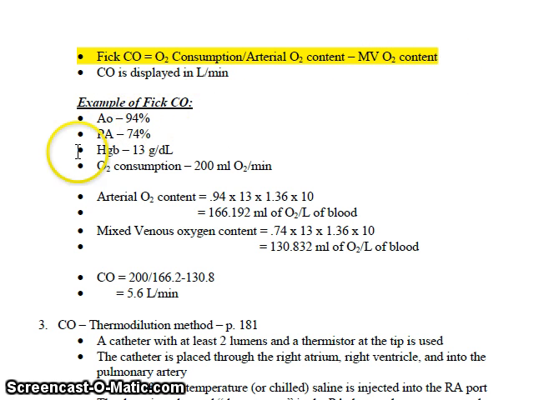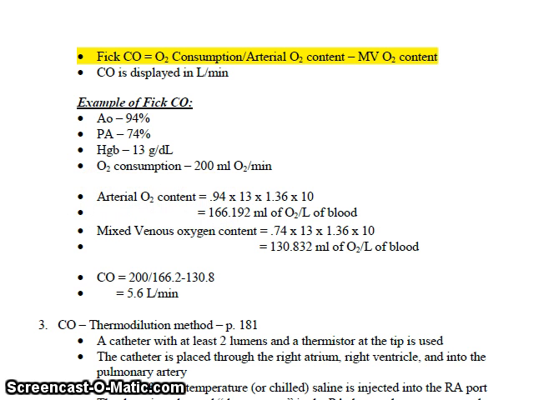Okay, so here's an example. Again, they will give you the percentage, and you have to convert that into content. So the AO is 94%, the PA, which is mixed venous, is 74%. They've given you the hemoglobin, which is 13 grams per deciliter, and they have given you the O2 consumption, which is 200. So the first step is to figure the arterial oxygen content.